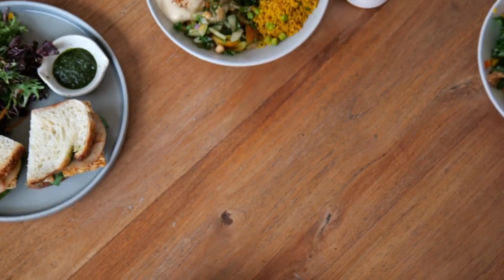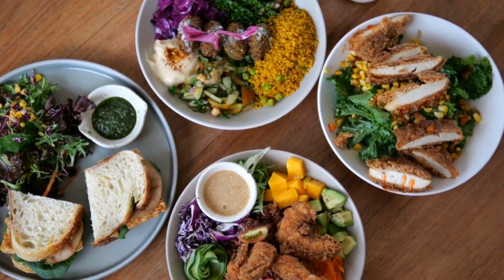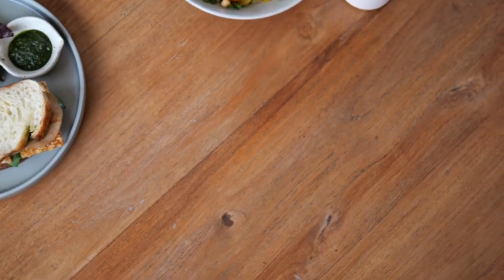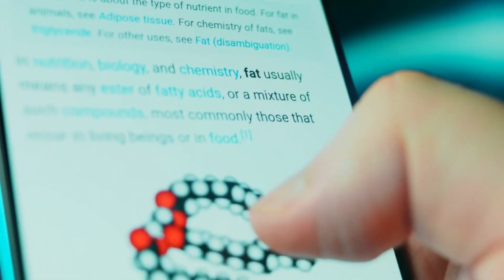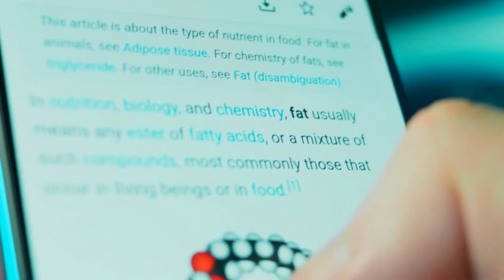The energy obtained from food is utilized for various bodily functions, including maintaining body temperature, supporting physical activity, and facilitating essential processes like breathing and circulation. Any excess energy that is not immediately needed is stored in the body as fat for future use.